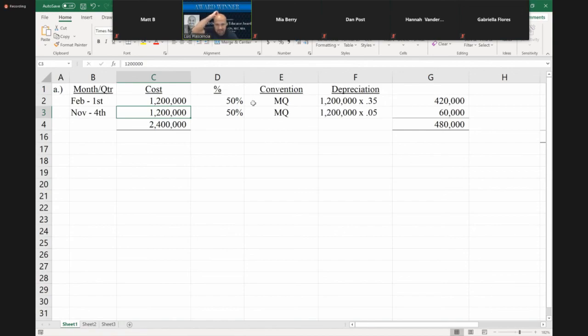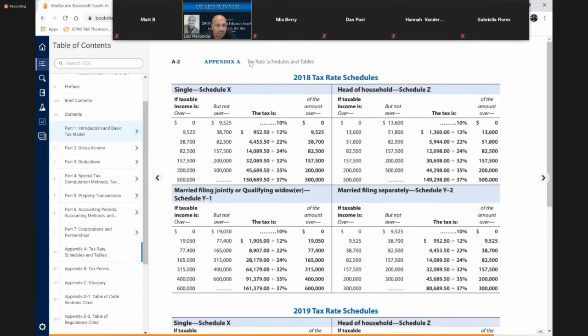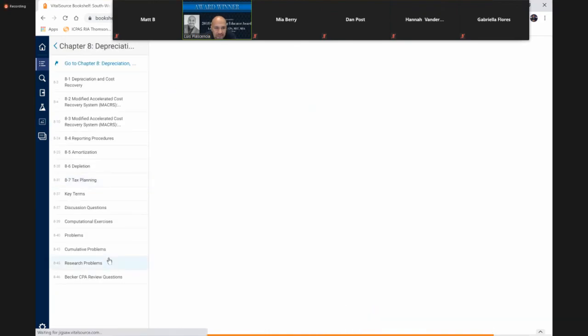Again, I'm using $1,200,000 in the last quarter. 50% is more than 40%, so mid-quarter applies. Now, those percentages. Remember the percentages that I told you to look at? It was in the tax planning section. We're going to look at those percentages again.